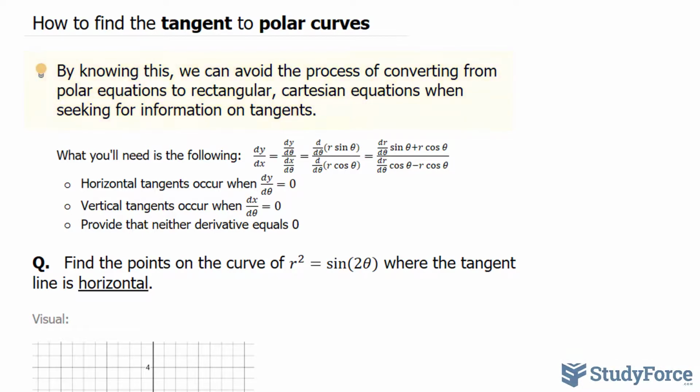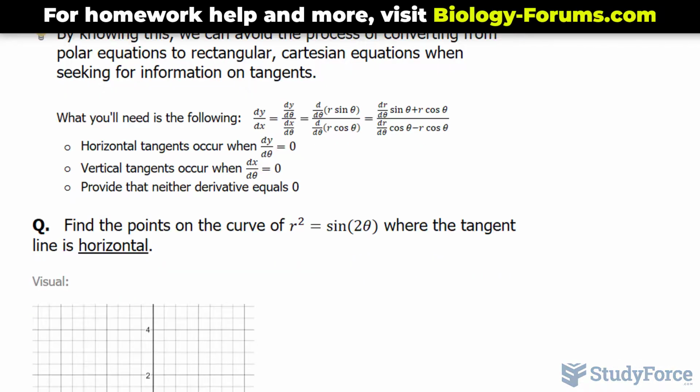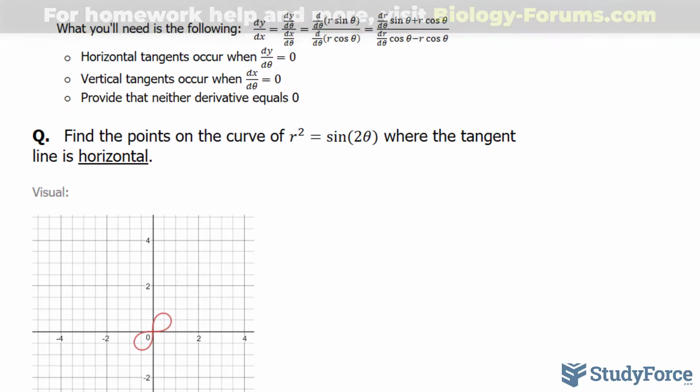So what we want to do is find the derivative of this function and then set dy over d theta equal to 0 and find out all the theta values. Once we find all the theta values, we can substitute them back into the original equation. If you're confused by that, let's start by implicitly differentiating this equation.